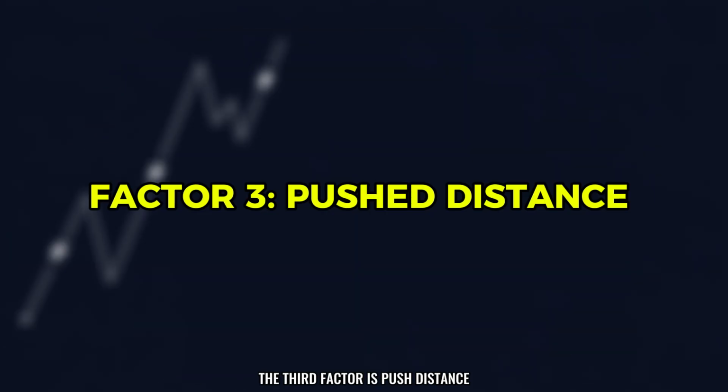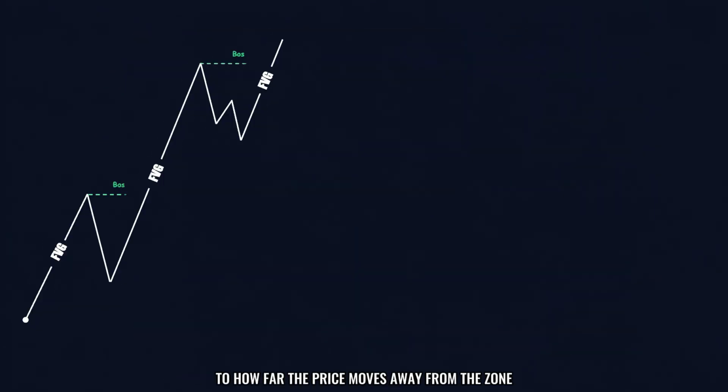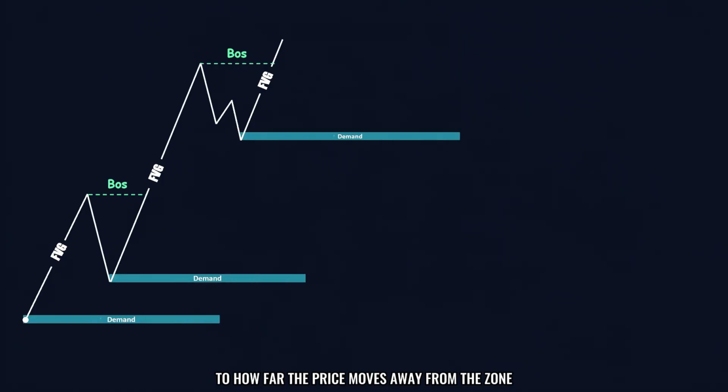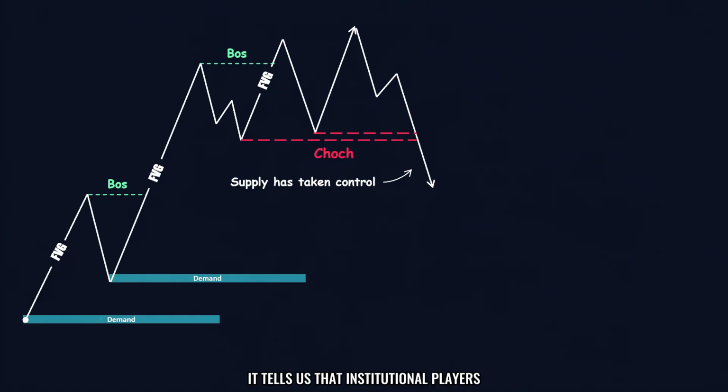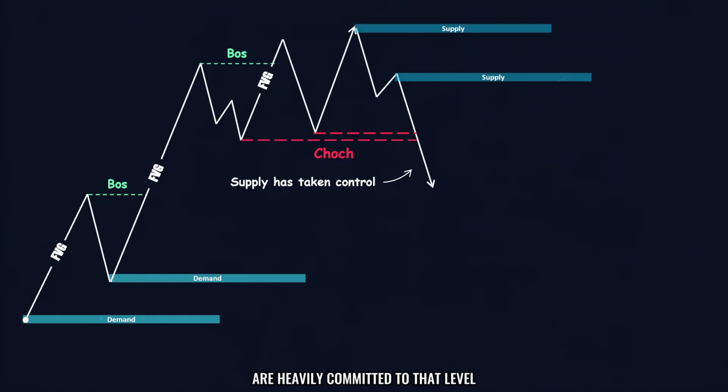The third factor is push distance. This refers to how far the price moves away from the zone before it eventually starts to pull back. The further the price travels, the more significant the rejection is, and the more reliable the originating zone becomes. When a zone pushes the price incredibly far, it tells us that institutional players are heavily committed to that level.